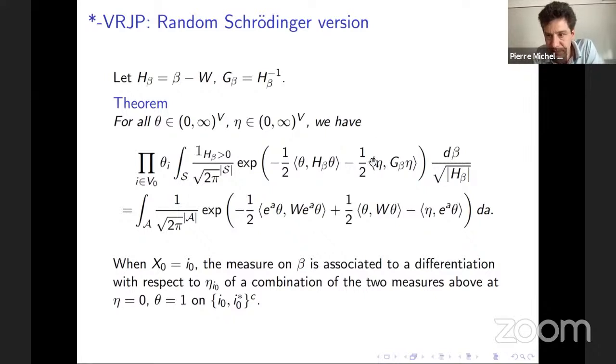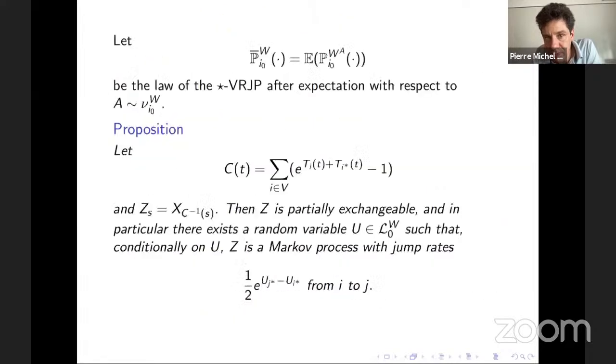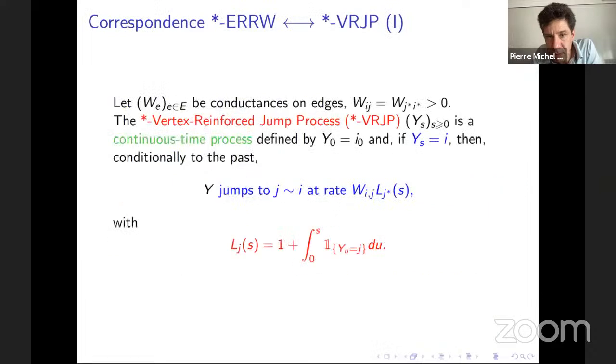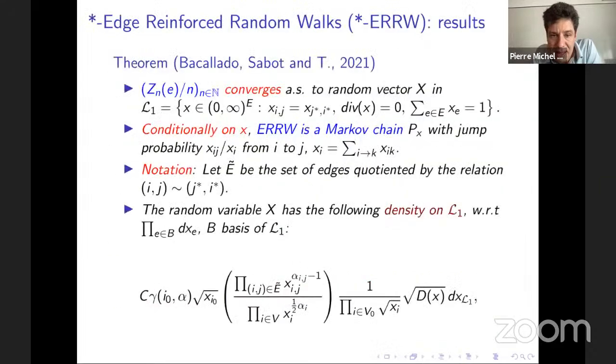Sorry, why is the orientation important? Would it also work on an unoriented graph? So what do you mean by the orientation? That somehow you define the star edge reinforced walk on an oriented graph, and there are weights on oriented edges. Yeah, this is different.